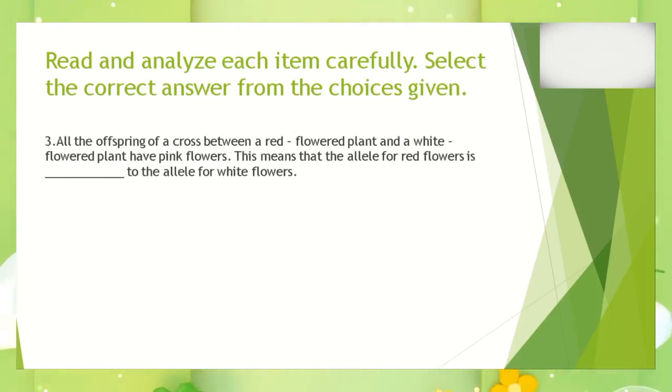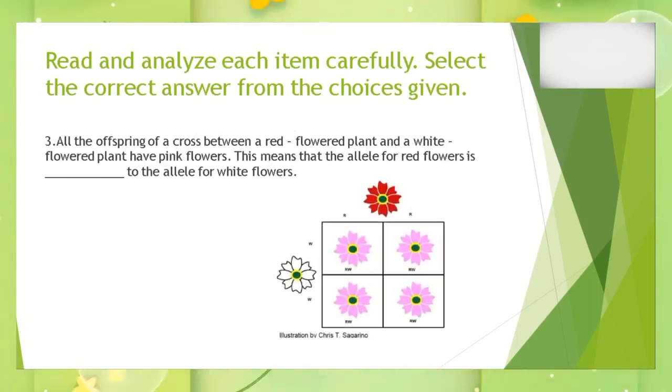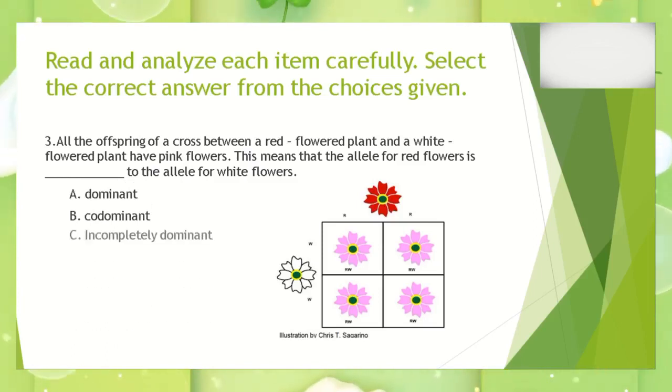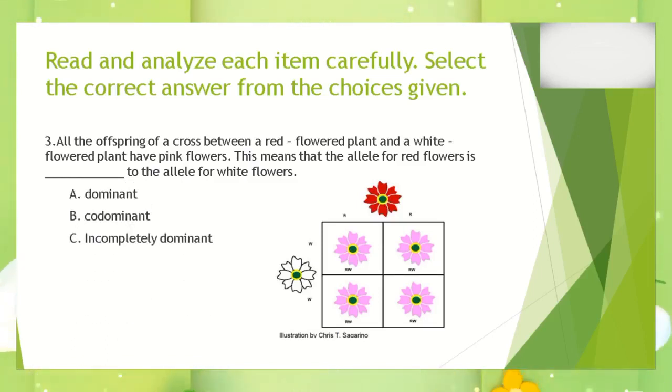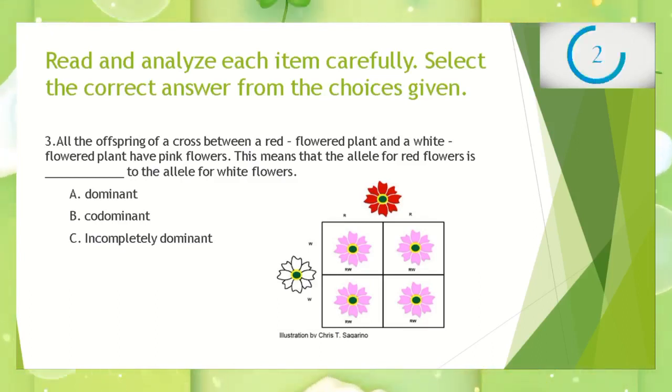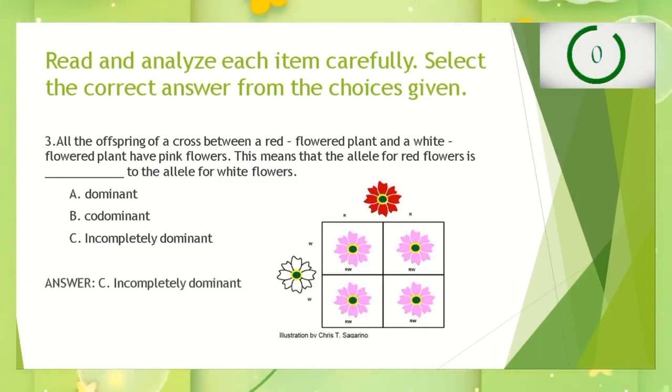Number 3. All the offspring of a cross between a red-flowered plant and a white-flowered plant have pink flowers. This means that the allele for red flowers is blank to the allele for white flowers. Letter A, dominant. Letter B, codominant. And letter C, incompletely dominant. The correct answer is letter C, incompletely dominant.